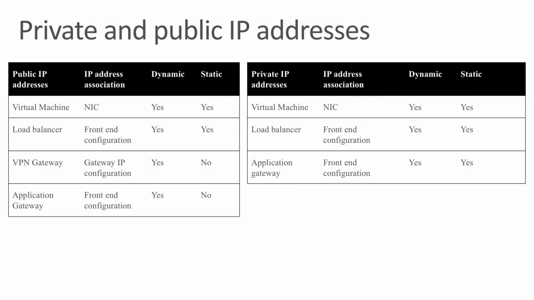So where can we find public and private IPs? For public IP addresses, we can find those in 4 locations. They can be on a virtual machine, associated with a NIC. It could be dynamic or static. We can find them on a load balancer, associated with the front end configuration of the load balancer. And again here, they can be both dynamic or static. We can find them on a VPN gateway. With a VPN gateway or an application gateway, they can be dynamic, they cannot be static. And the reason they can't be static is that Azure uses internal DNS names to route those.